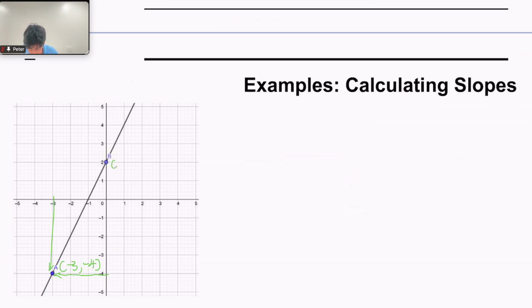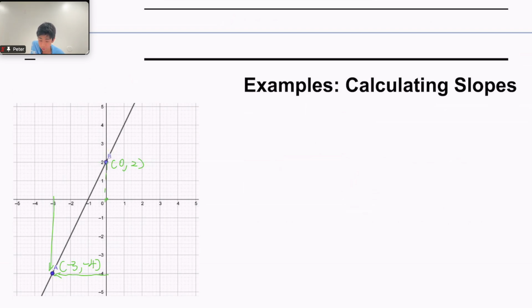In this one, the x coordinate will be 0 because that's on the origin, and the y coordinate will be 2 because it's on the y axis. All right, so we found both of our points.